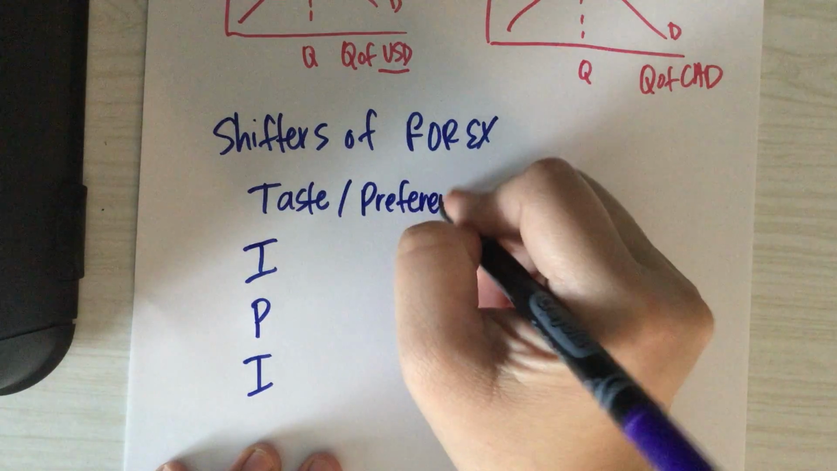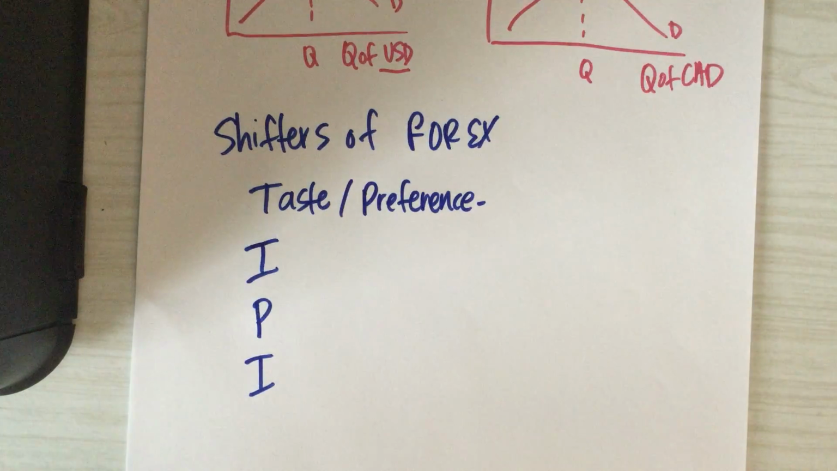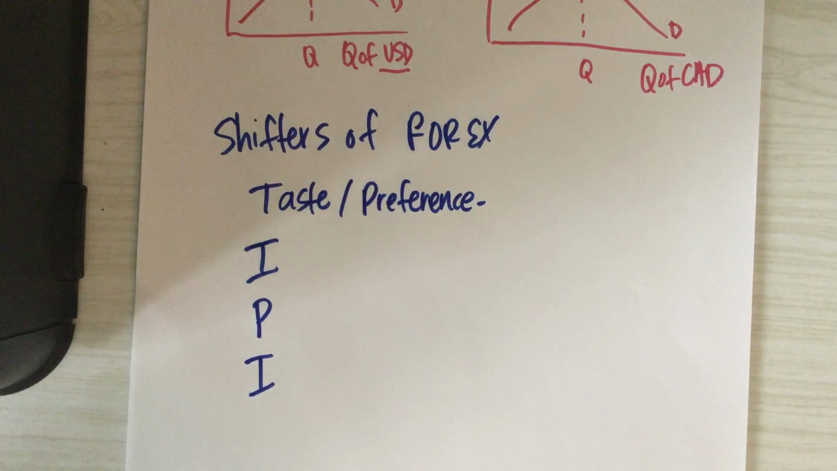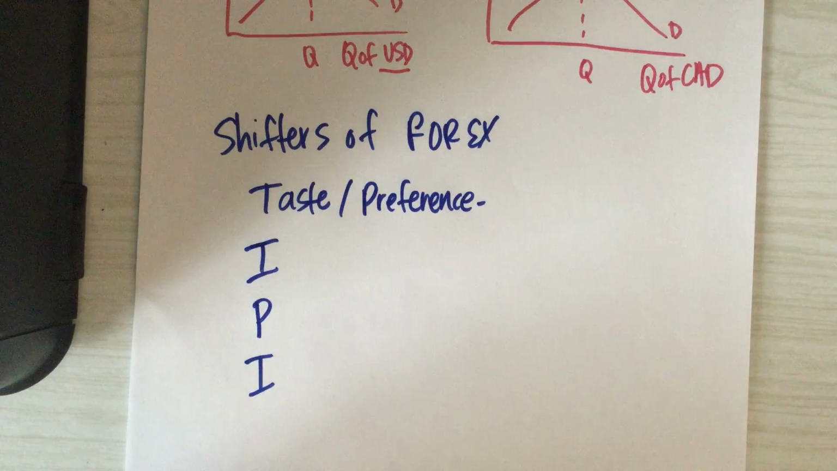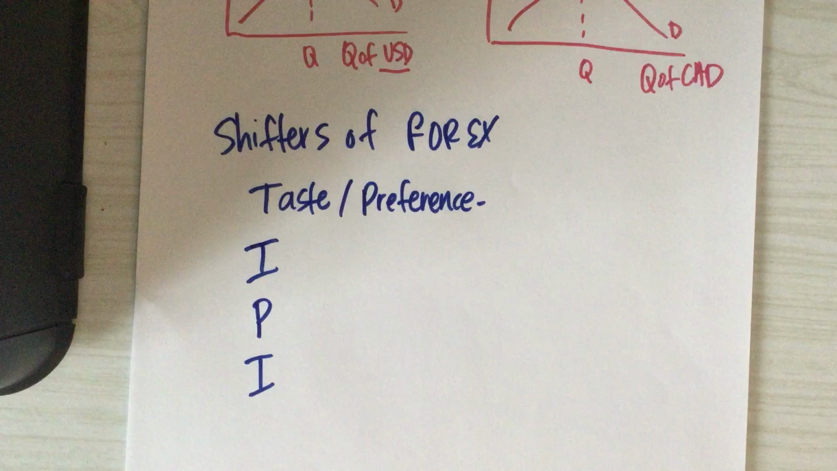Let's say, for example, that all of a sudden there are goods from China, like when Hello Kitty, or was that Japan? Who knows? But when Hello Kitty was so popular that we were demanding that good from that country, we were essentially demanding more of their currency. So when taste and preference increases, then we demand more of their currency. When it decreases, we demand less of that country's currency.